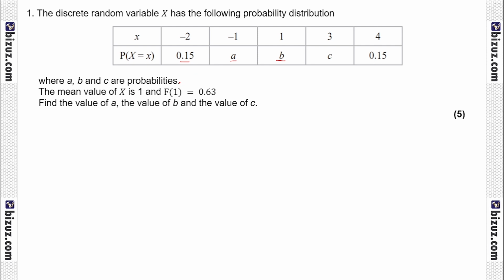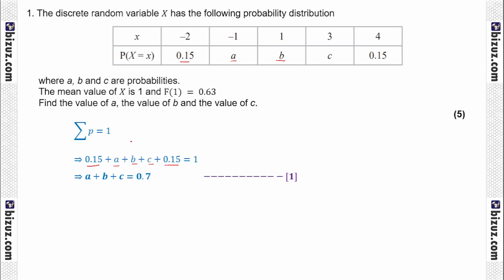Now, there is one piece of information other than these two that's implicitly implied. We know that the total probability in any distribution has to be equal to 1. So the sum of all these probabilities, 0.15 plus a plus b plus c plus 0.15, is equal to 1. Simplifying this, we get a plus b plus c is equal to 0.7. That will be our first equation.